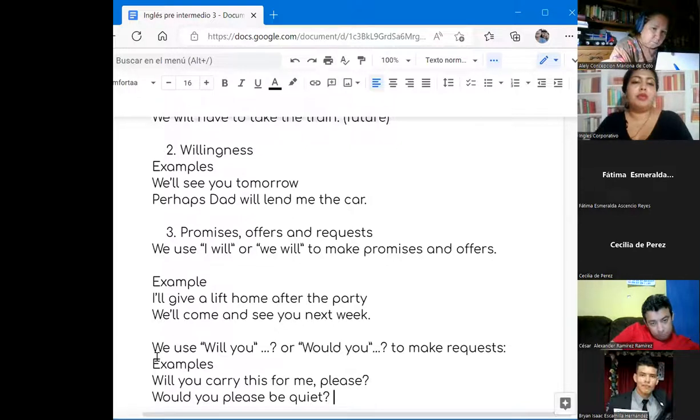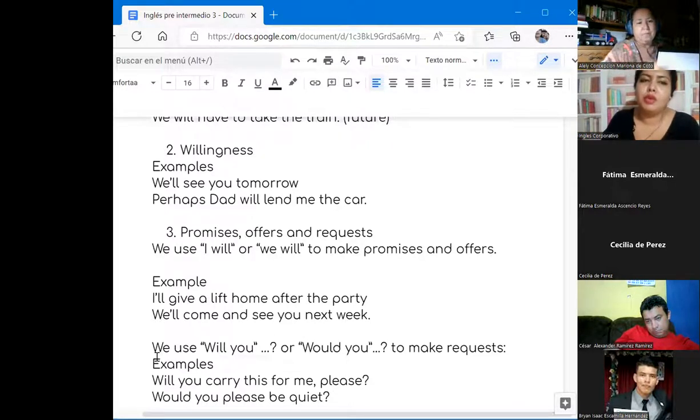So in that case, we have the promises, offers, and requests. And we know that for promises and offers, we are going to use I'll or I will and you will. And for requests, we are going to use questions. Let's see, we are going to have a short exercise in which we're going to put into practice the use of will and would. In this case, we are not talking about would right now, but we are going to have a short exercise.